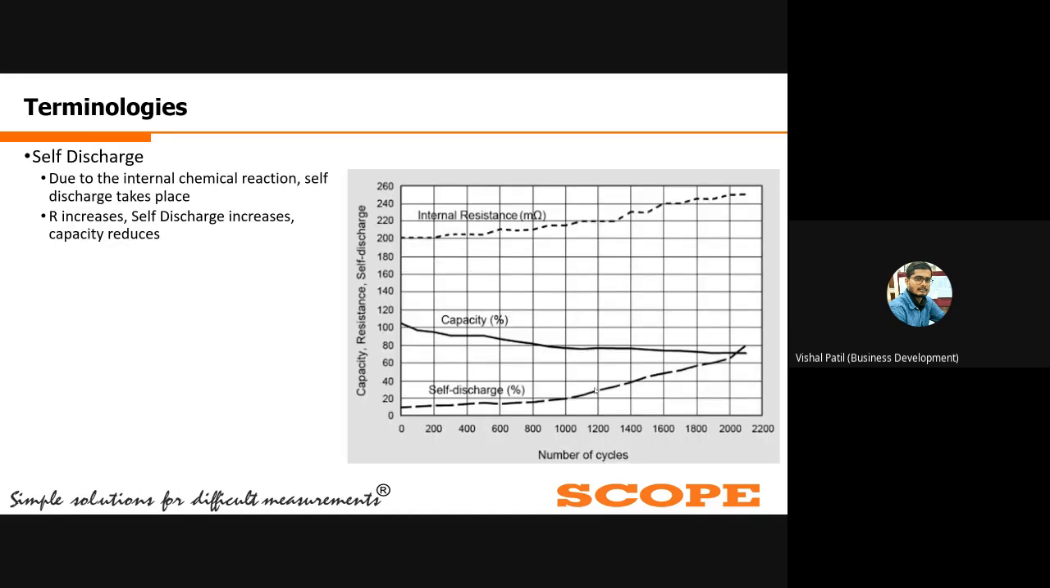Then next is the self discharge. Self discharge takes place due to two main reasons. The first one is the internal chemical reaction, and the other one is the internal resistance of that particular cell. When the internal resistance of the cell increases, the self discharge rate increases, and the capacity of that cell will be reduced. So self discharge is also one of the major reasons for the reduction in battery capacity.